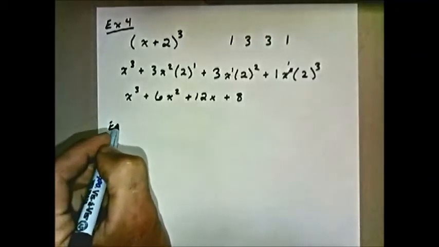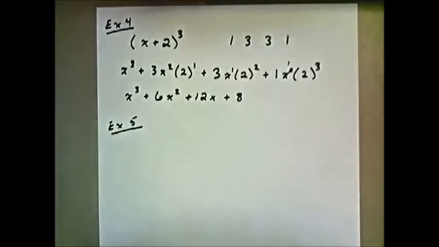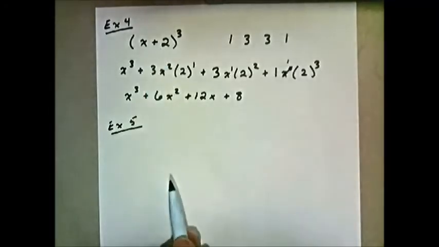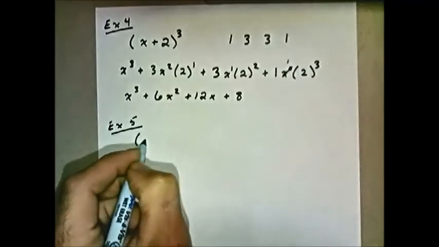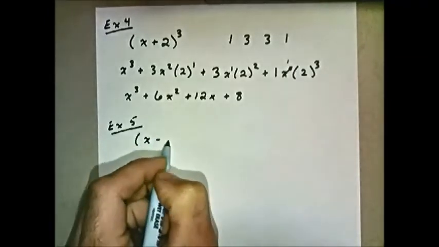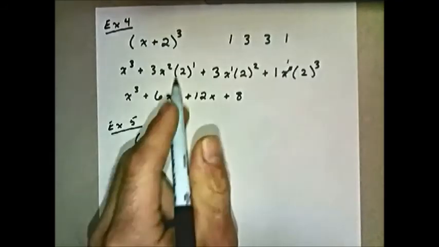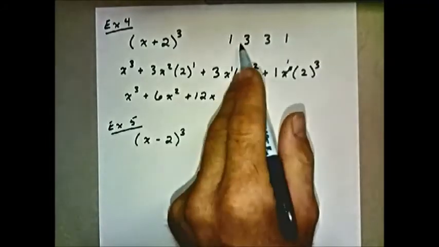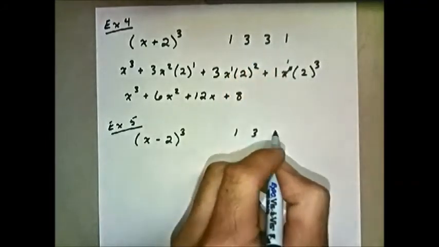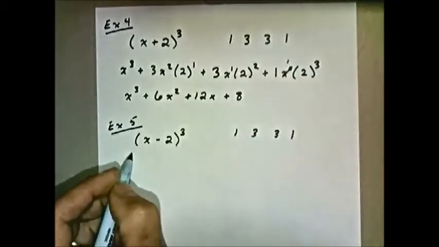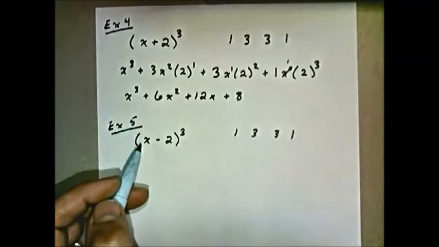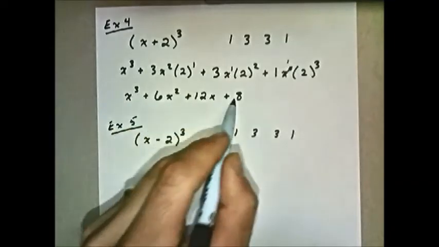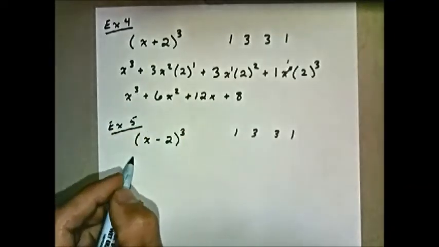Finally, let's look at one more example, and let's take this x plus 2 and change that positive, and just look at what happens when it becomes a minus sign. Let's say x minus 2, and let's leave the exponent the same, x minus 2 to the third. So again, we're still using 1, 3, 3, 1, our third row. But remember, from examples 2 and 3, we should be able to simply change every other of these signs. Let's look at that to make sure that it does happen for us.